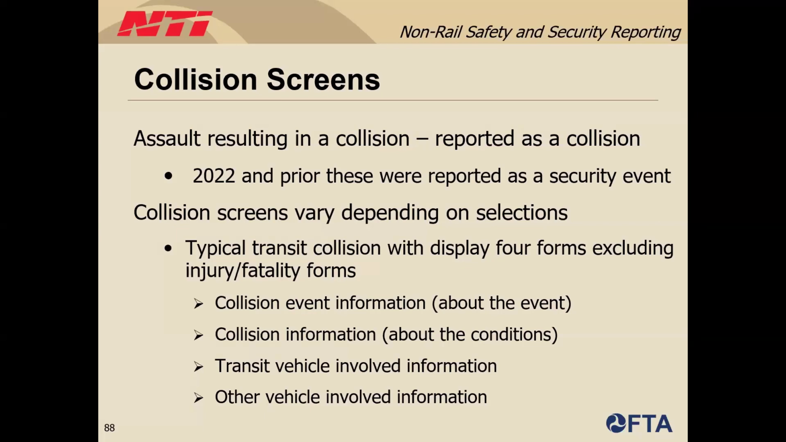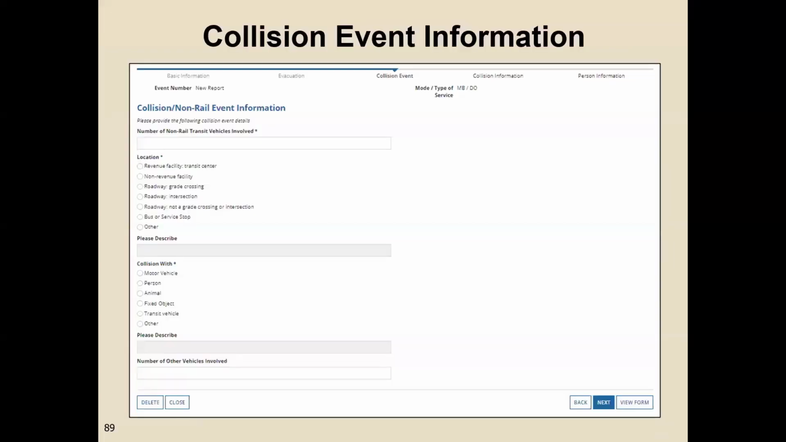The collision screens will vary slightly depending on selection on setup screen 2. Typically, there are 4 screens or subforms that may appear when reporting a transit collision: the collision event information screen, the collision information screen, the transit vehicle involved information screen, and if applicable, the other vehicle involved information screen. This is a snapshot of the collision event screen for non-rail modes.